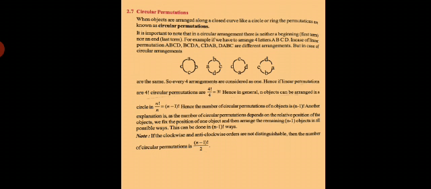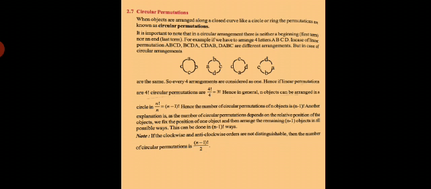The next concept in the same lesson, that is permutation and combination, is circular permutation. So when objects are arranged along a closed curve like a circle or a ring, the permutations are known as circular permutation. It is important to note that in a circular arrangement there is neither a beginning nor an end.